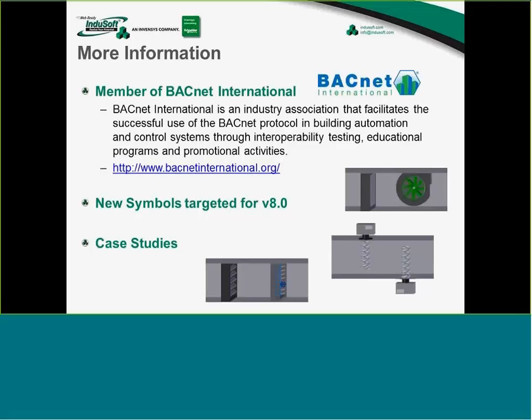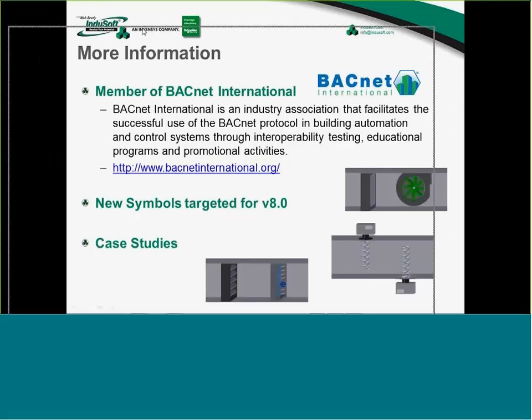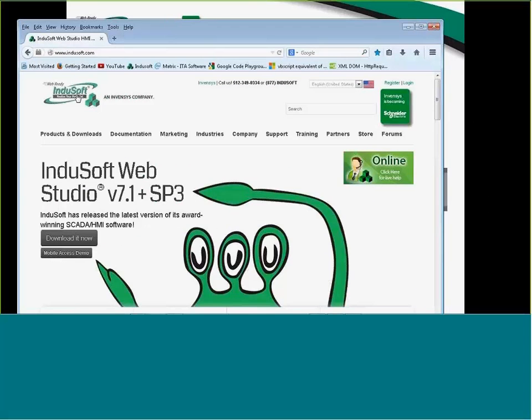And another thing I'd like to mention is we have some new symbols that we're working on now, and they are specifically for HVAC. You can see a blower here, some sensors, a chiller or a cooler coil here. So we're working on those, and we're going to target those for version 8, which is due out early to mid next year.